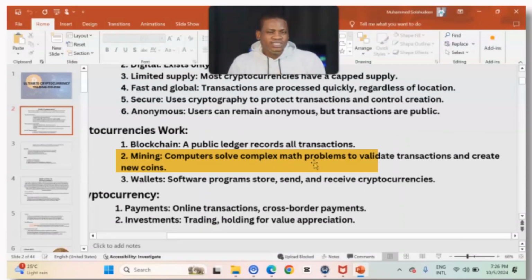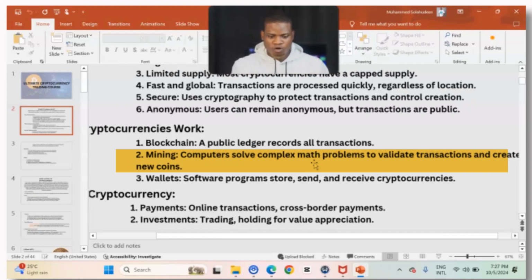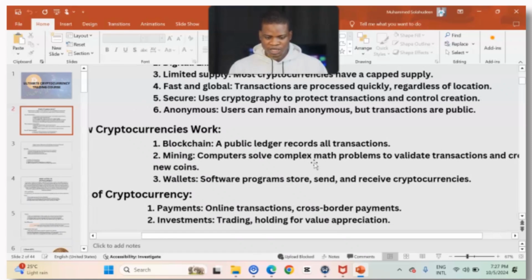So for new coins in the cryptocurrency market to be created, there must be something called mining. Computers that solve complex mathematical problems are those computers that mine coins. Once they solve the problem, they mine a coin, and once the coin goes into circulation, they get a reward for mining every coin they do. So that is how cryptocurrencies come into place. Also, there are wallets, which are software programs that store, send, and receive cryptocurrency. I'll talk about wallets also later in this video.